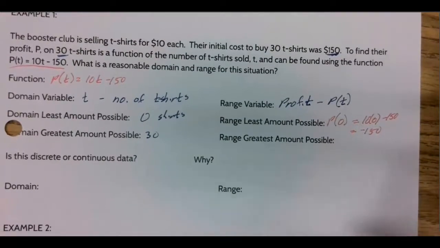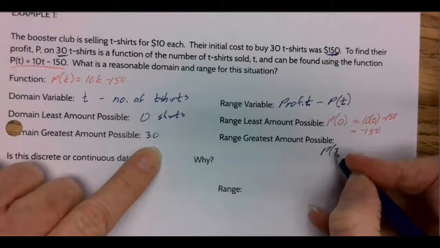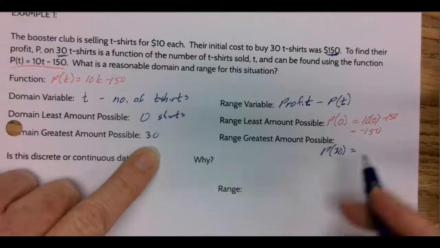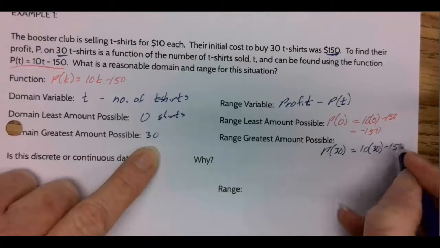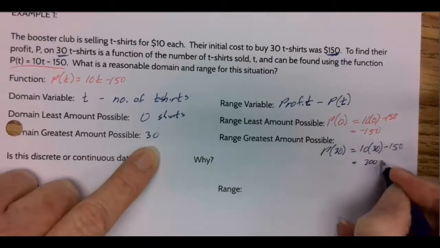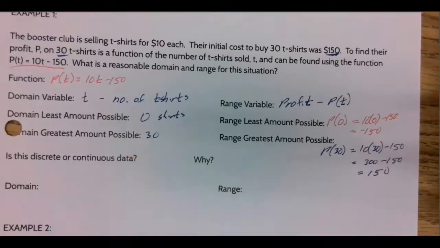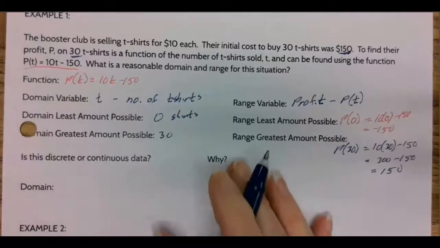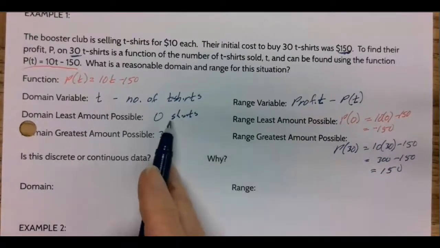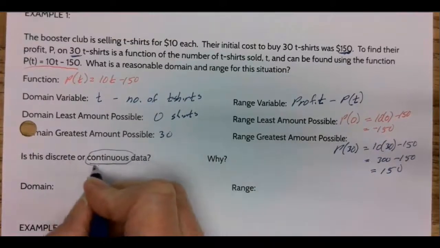Nobody's making money there. Then if I want to find the range for the highest, if I sell all 30 shirts, I'm finding P of 30. So I'm taking 10 times 30 minus 150. That gives me 300 minus 150, which gives me 150. Is this going to be continuous or discrete? Always ask yourself, can I sell part of a t-shirt? Can I use a fraction? Nope. So this one's going to be continuous.